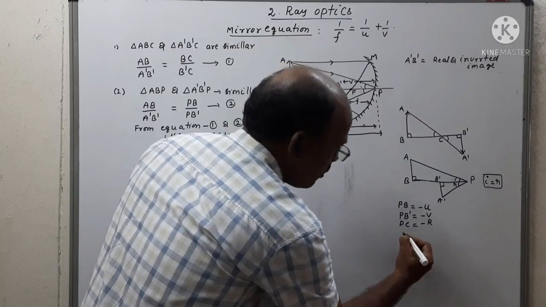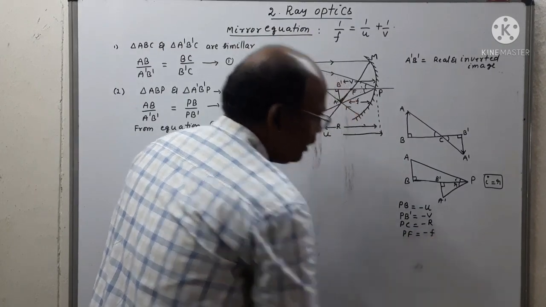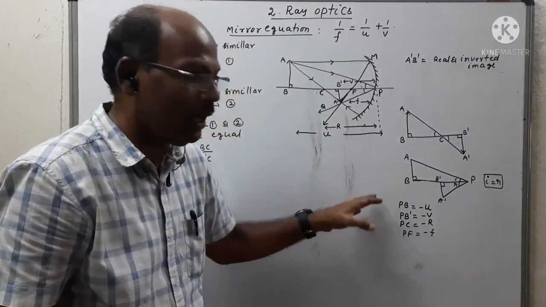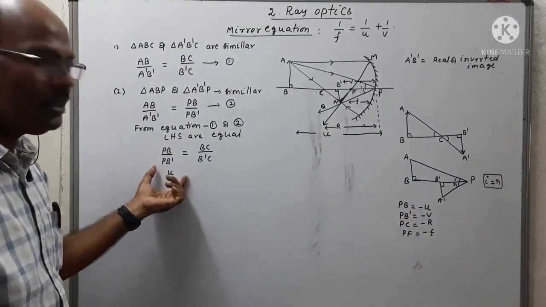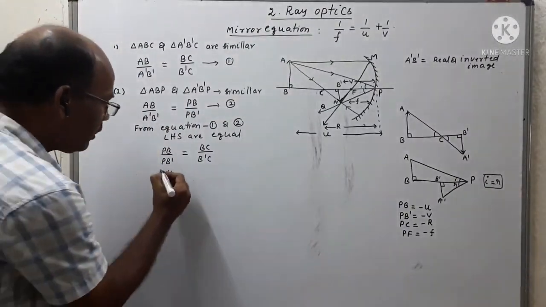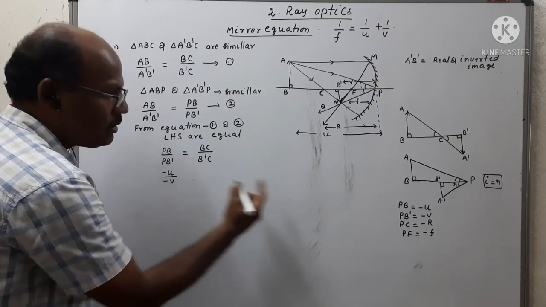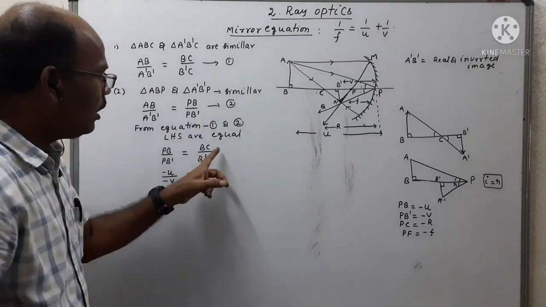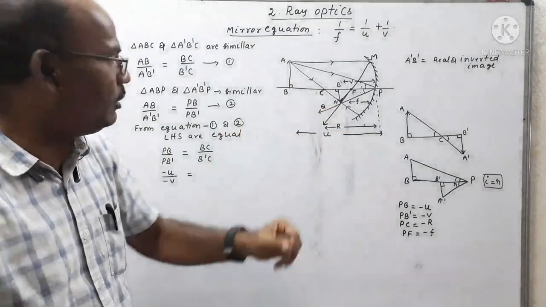That means PF is also equal to minus F. So these are the sign conventions to be applied in this diagram. Then substitute the values in this equation. So PV means we can write minus U, and PV dash means minus V, which is equal to BC, which can be written in terms of known values.